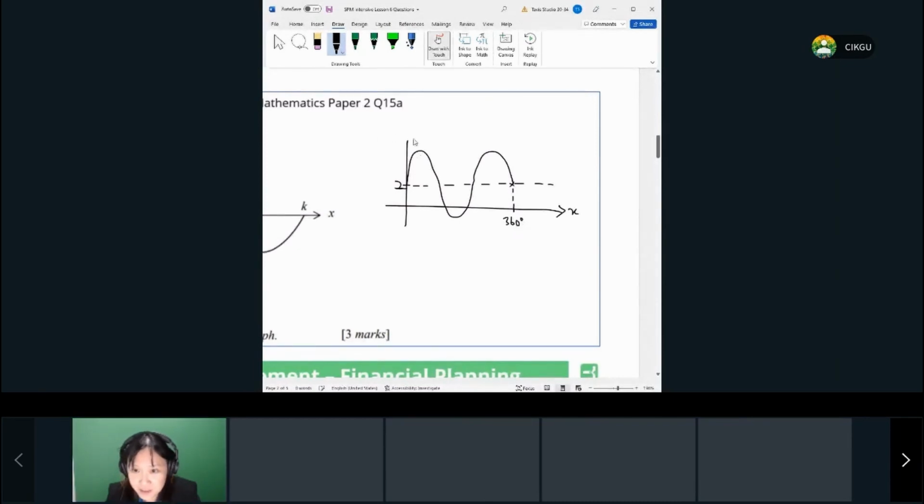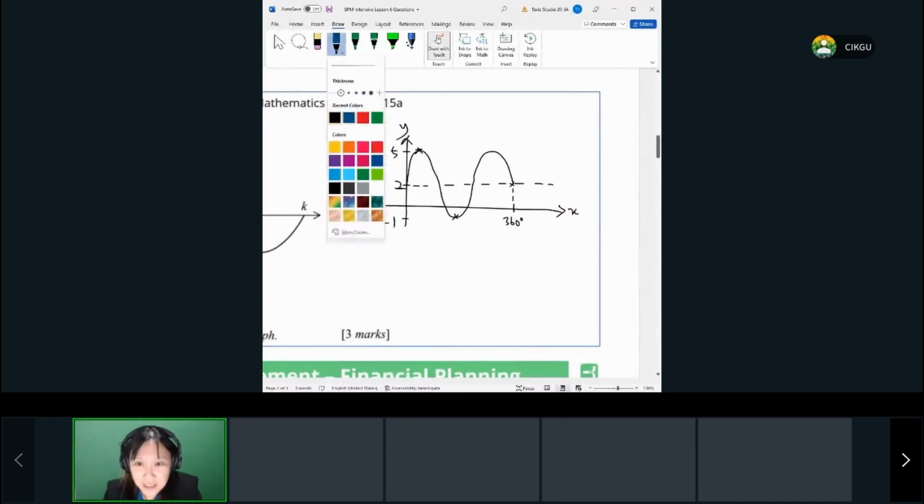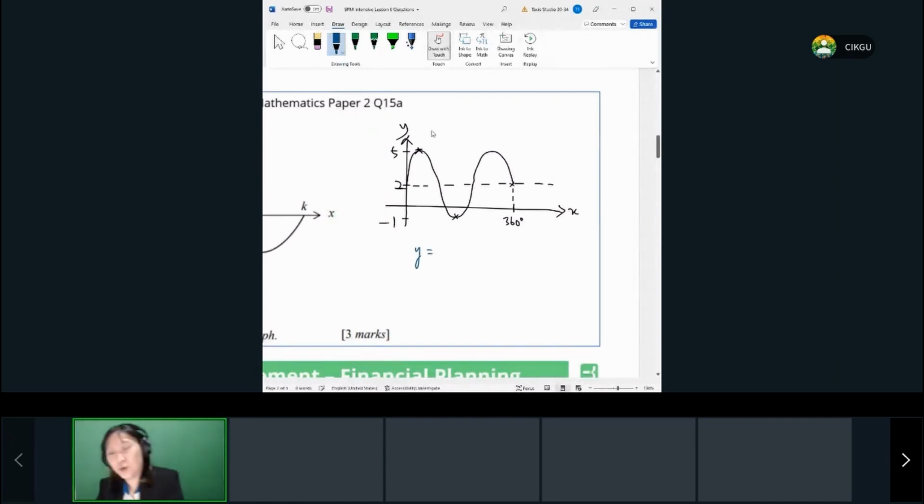And this is my Y. Okay, everybody, let's try this. Done. This is my graph. The maximum value here is 5. The minimum value here is -1. Okay, everybody, start. What type of graph is this?